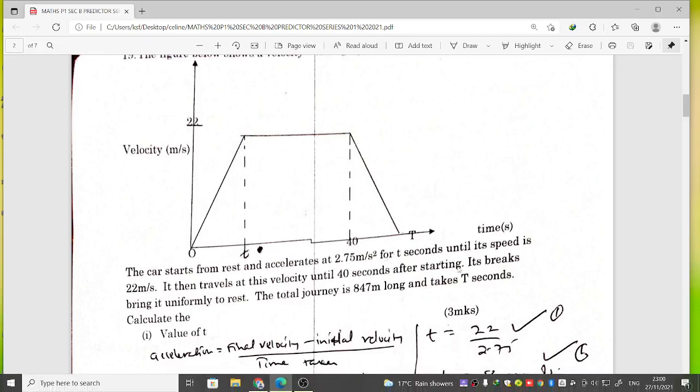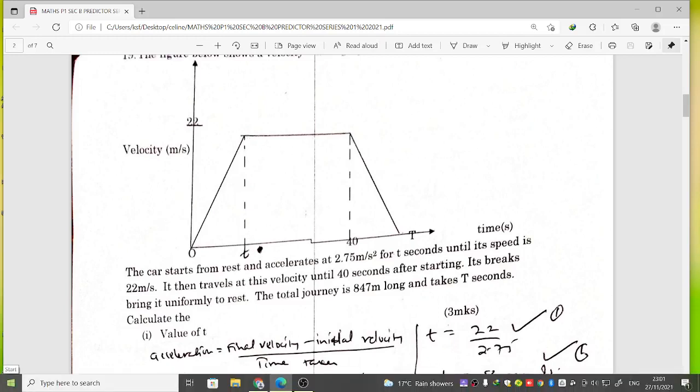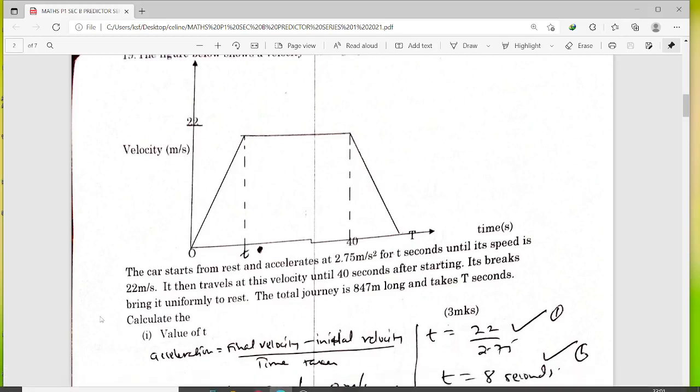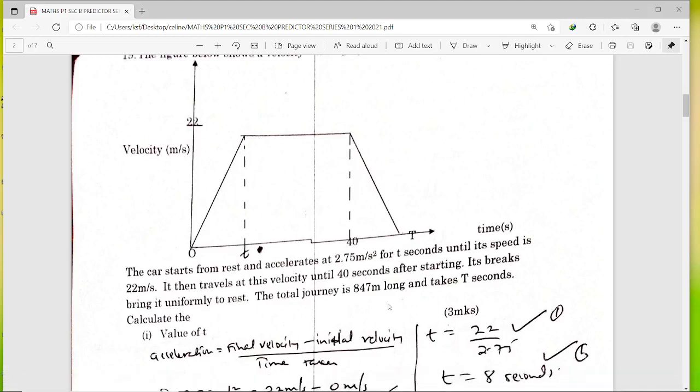It accelerated up to 22 meters per second. It then travels at this velocity until 40 seconds after starting. So at this speed, it goes for 40 seconds. Then it brakes and brings it to rest uniformly. The total journey is 847 meters long and takes T seconds. We calculate the value of t.